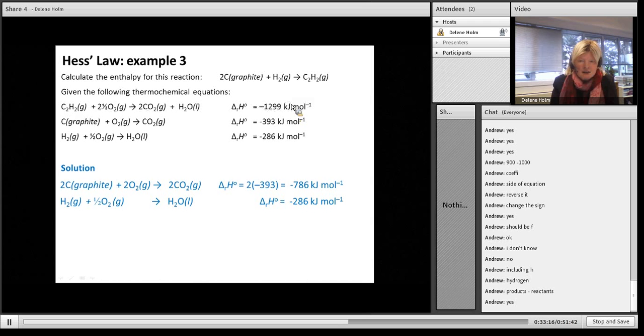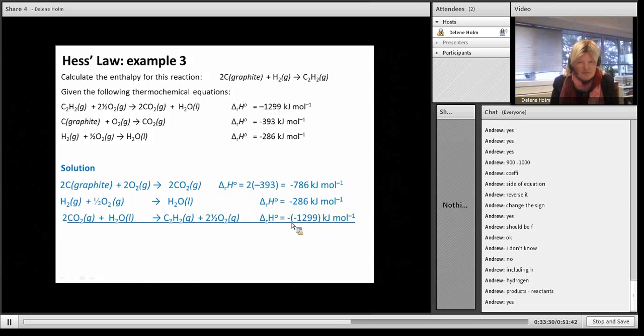And now that third one is to give me the ethine, the C2H2, and of course that's on opposite sides of the equation, so I have to reverse the sign. Reverse the equation, reverse the sign. And I don't have to make any other changes because I only wanted 1 of them. And now you cancel, and you are left then just with exactly what you want.